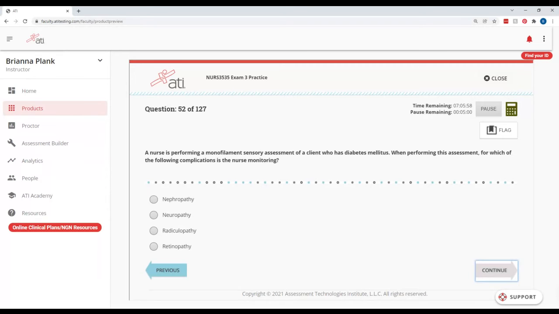Okay, we are performing a monofilament sensory assessment of a client with diabetes. Which of the following complications are we monitoring? What are we looking for? We're trying to test if the patient has what?